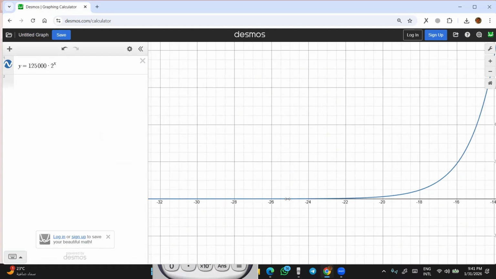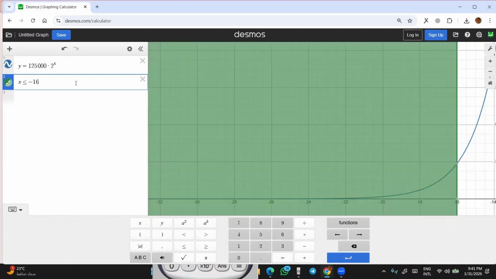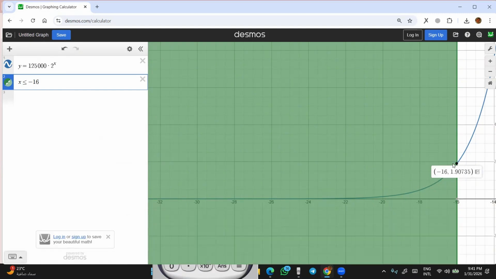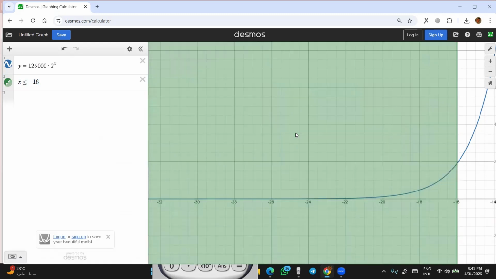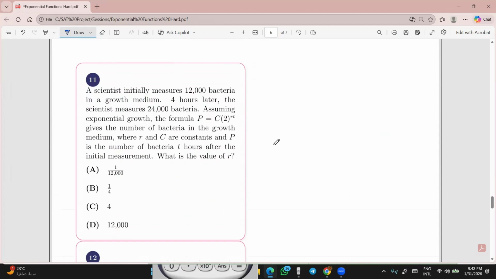But if you have an inequality, that makes it logical to have a minimum or maximum. For example, if you have x less than or equal to negative 16, now we are talking about this part. This point is the maximum of the graph inside this area. So when you have an inequality, there is a logic behind that. But if you don't have an inequality, we cannot have a minimum or maximum for any exponential function. Neither. That's the answer.